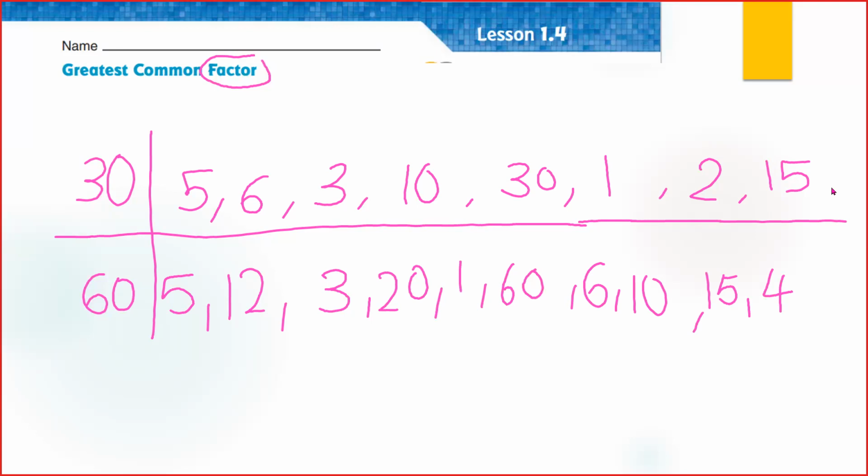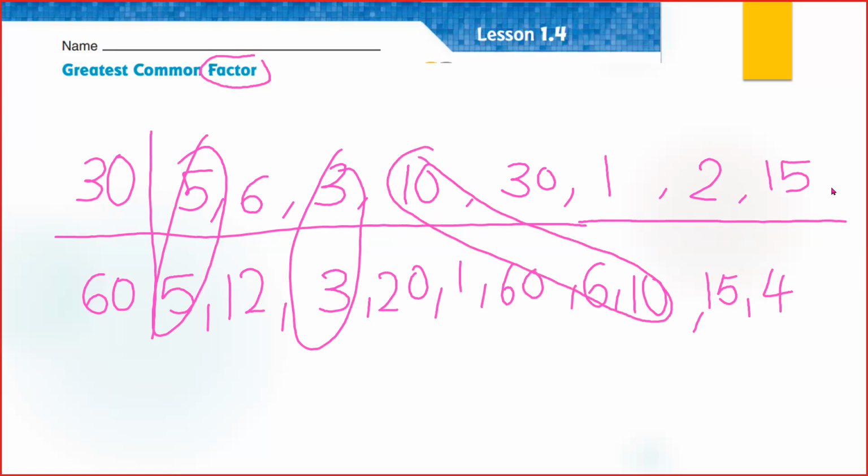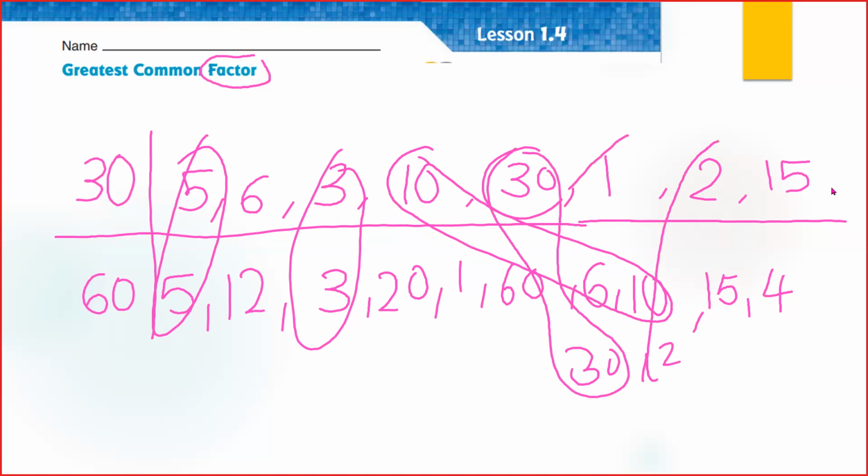We found the factors of each number. Now we need to find the common factors. What are the common ones here? We have 5. We have 3. We have 10. What else? We have 30 and 2. I forgot 2. 30 and 2. We have 2, 15. Yes, a lot of numbers.